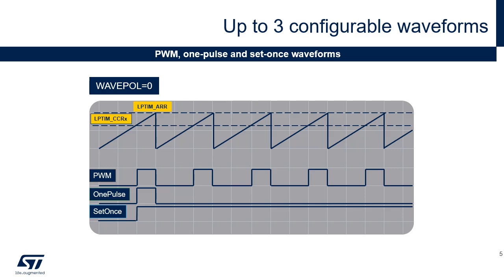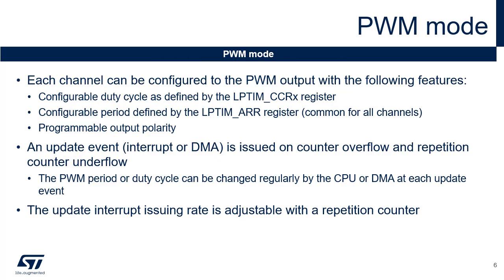The low-power timer's output polarity is controlled through the WAVPOL bit field in the LPTIM CFGR register. By setting the polarity bit, the default state of the output is high-level, and the waveforms are ones complemented with respect to the ones represented in the figure. The PWM mode generates a signal with a frequency determined by the value of the LPTIM ARR register and a duty cycle determined by the value of the LPTIM CCRX register.